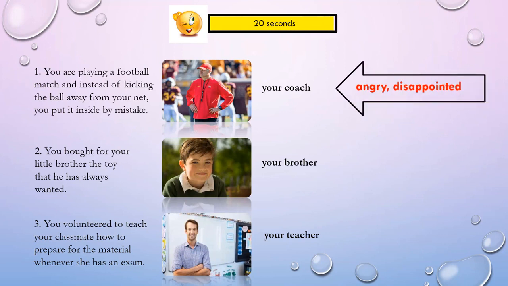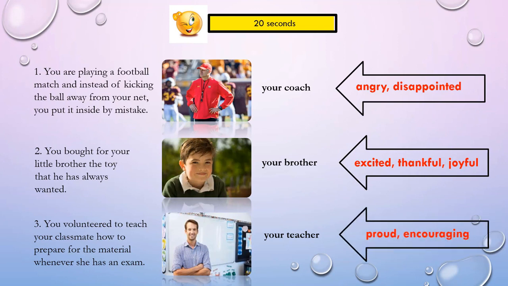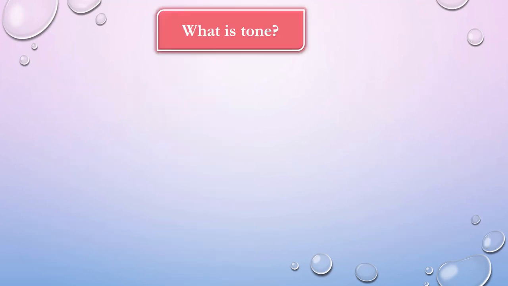So the coach might feel angry or disappointed. The brother will feel excited, thankful, and joyful, and the teacher will be proud and encouraging. In the previous slide, we set the feelings of the teacher, the coach, and the brother towards the subjects that they encountered. We are going to see how these feelings relate to tone.